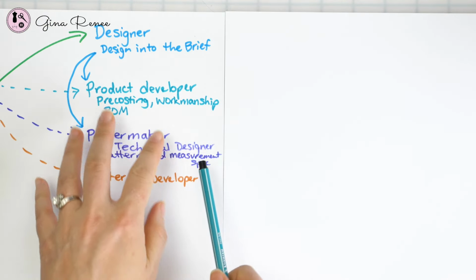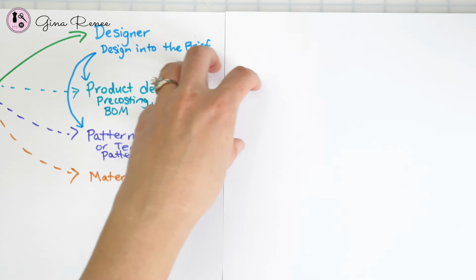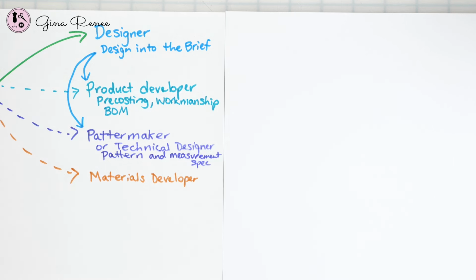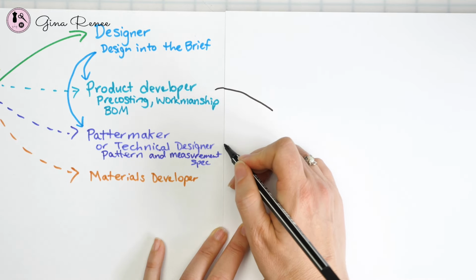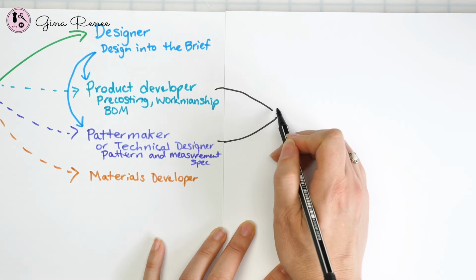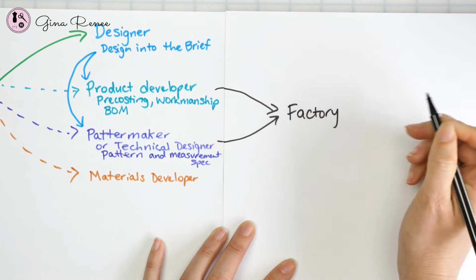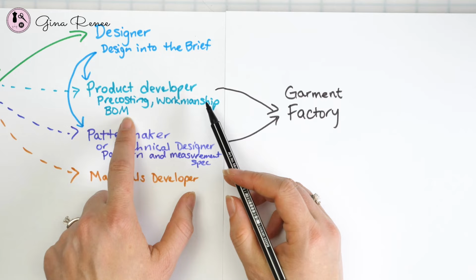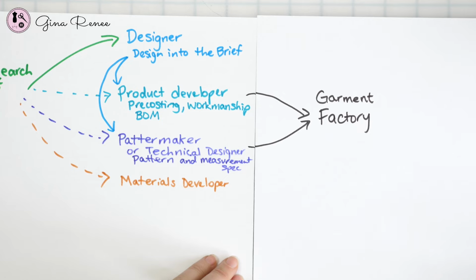Then from this development phase, we call even the pattern making part and the product development, we call that the product creation and development phase. Here, we then go into passing it over to the factory. So from here, the product developer and the pattern maker or technical designer will pass it on to the factory. And we might call it the garment maker or garment factory.